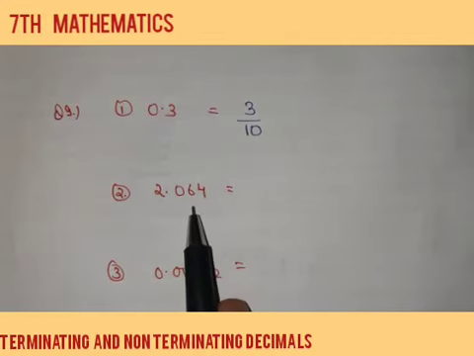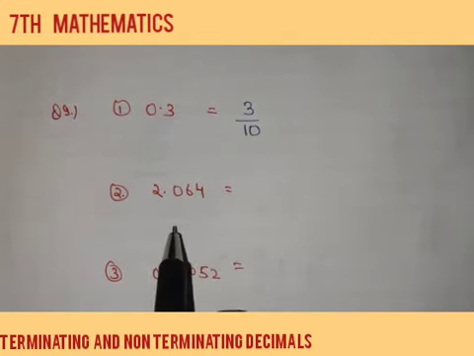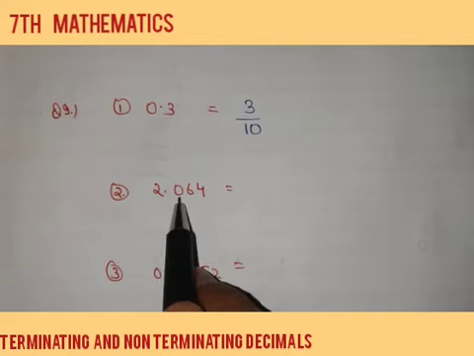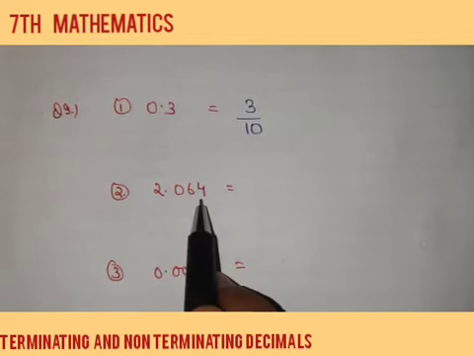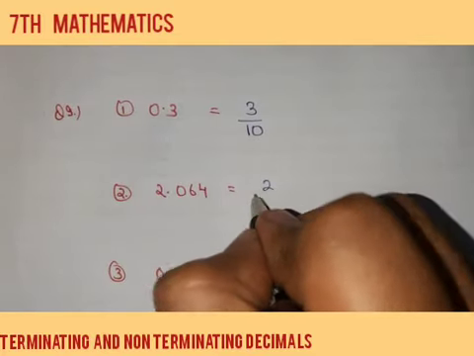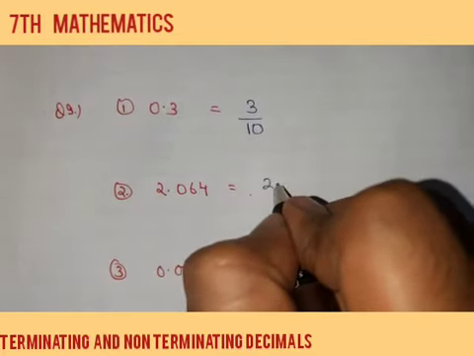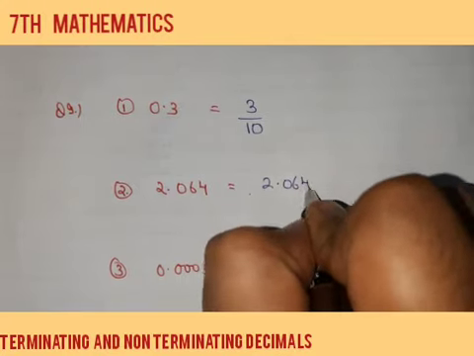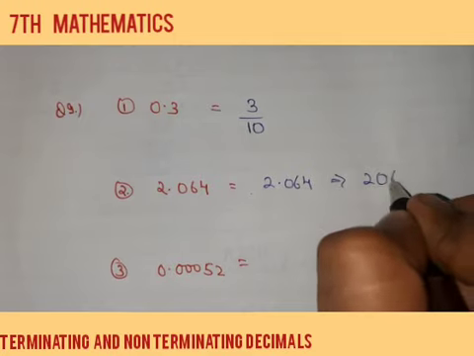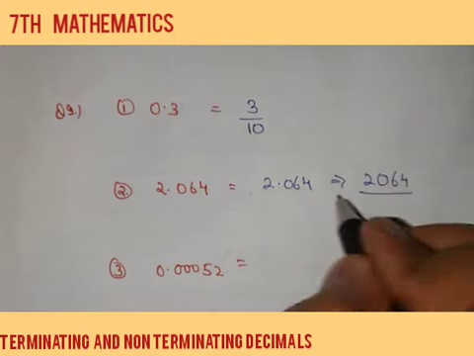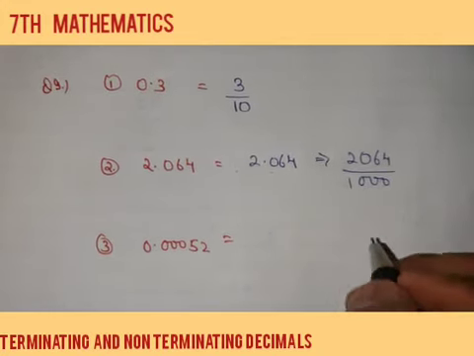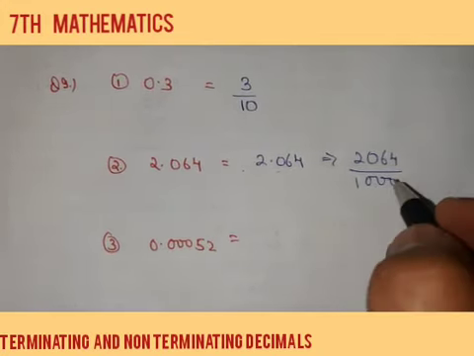Let's see the next question, that is 2.064. Now here after the decimal how many digits are we having? 1, 2 and 3. 3 digits. That means how many zeros? 3 zeros. So we can write it as 2.064 will be equal to 2064 upon 1000. Now let's see to simplify it.